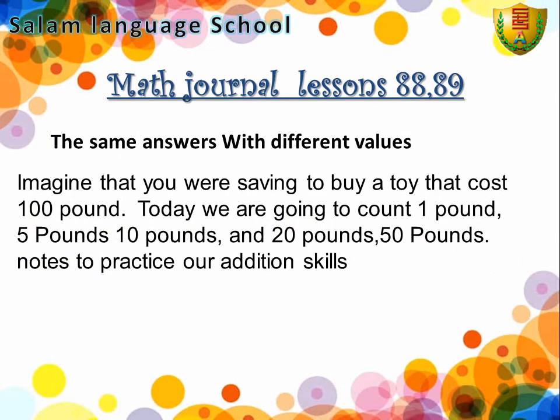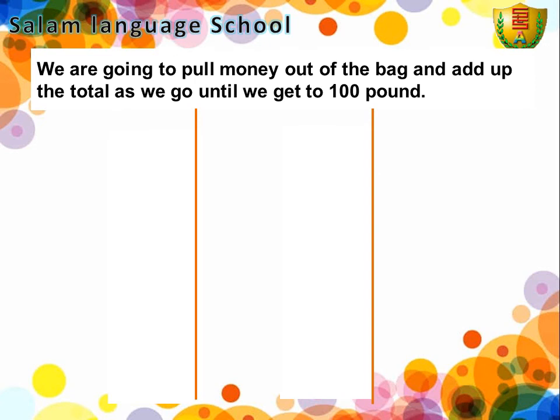Math Journal Lesson 88 and 89. The same answers with different values. Imagine that you were saving to buy a toy that cost £100. We are going to count £1, £5, £10, £20 and £50 notes to practice our addition skills. We are going to pull money out of the bag and add up the total as we go until we get to £100.